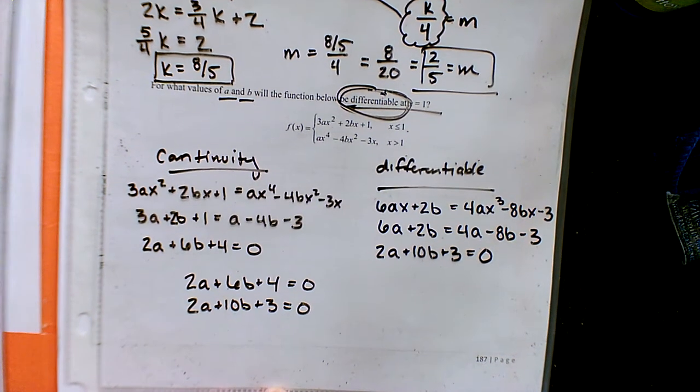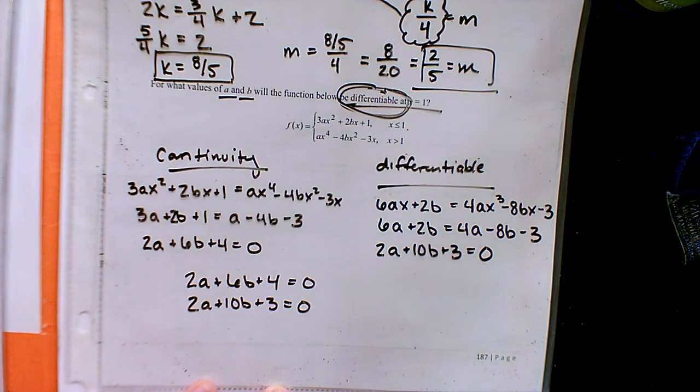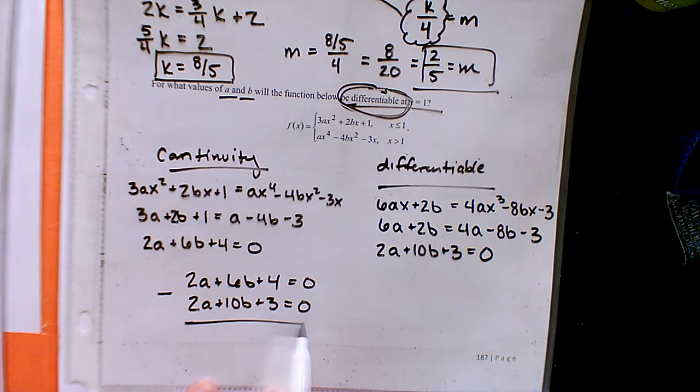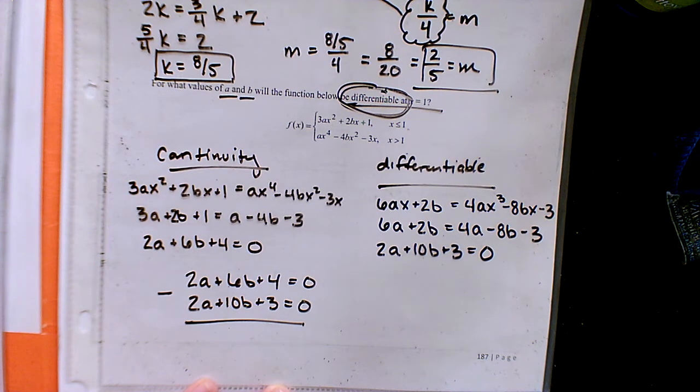All right, so I know you're used to adding the equations together, but in order to cancel out the 2 A's, we can always subtract them as well.